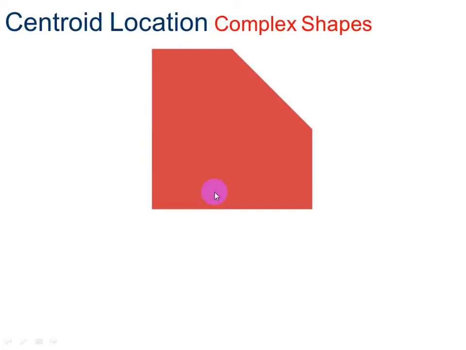Let's try to calculate the centroid location for this shape. It's not quite a square. It's not really a semicircle. It's not exactly a triangle. And so this is a complex shape. It's not one of the ones that I gave you a formula for.